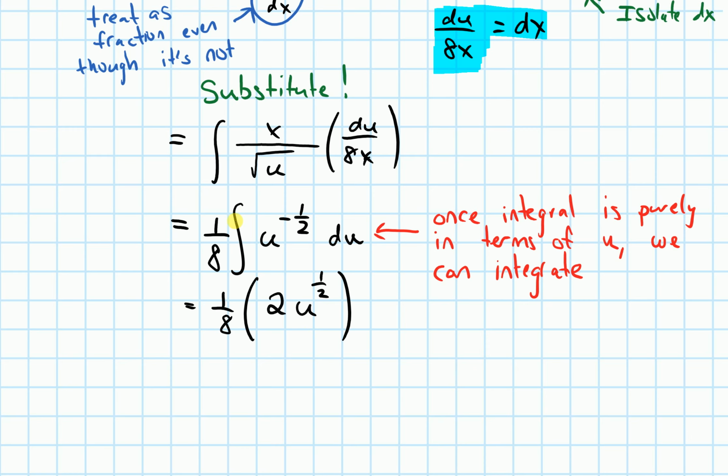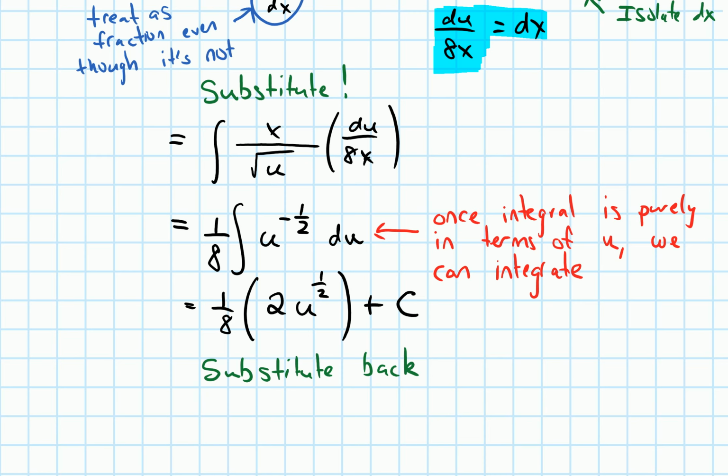But this is an indefinite integral, which means general antiderivative. So I can't forget that plus c. That is very important. Okay, so now we aren't done because the original problem had x as the variable. And I have u in my answer. So we need to substitute back. So now let's substitute back.